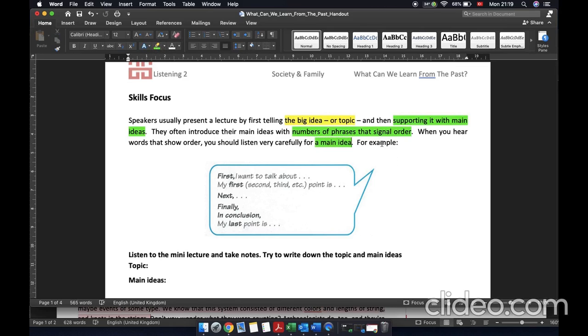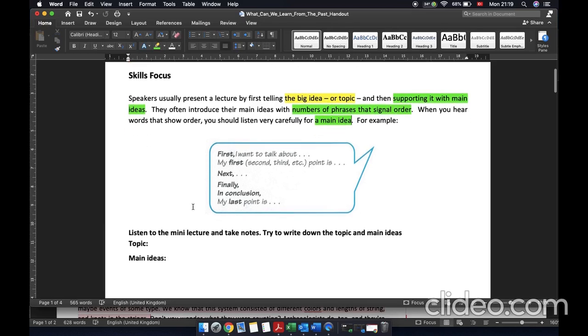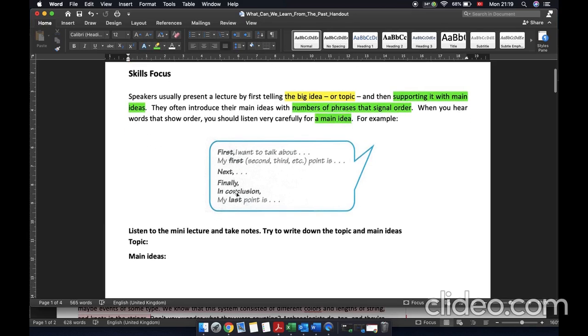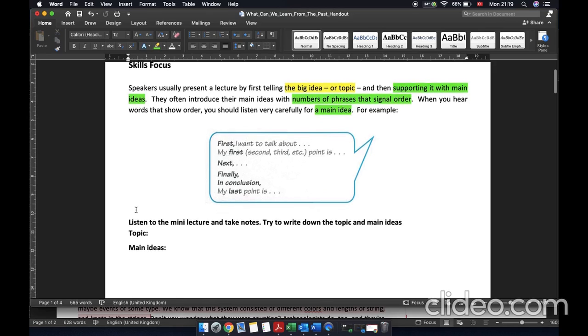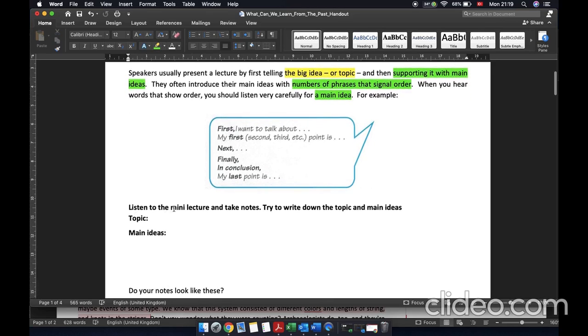For example, you may hear, first, I want to talk about; my first point is; my second point is; next, I'd like to mention; finally, I'd like to talk about; in conclusion; and my last point is that. So for this section, you need to listen to the mini lecture and take notes and try to write down the topic and the main ideas. So the topic and the main ideas supporting the topic.